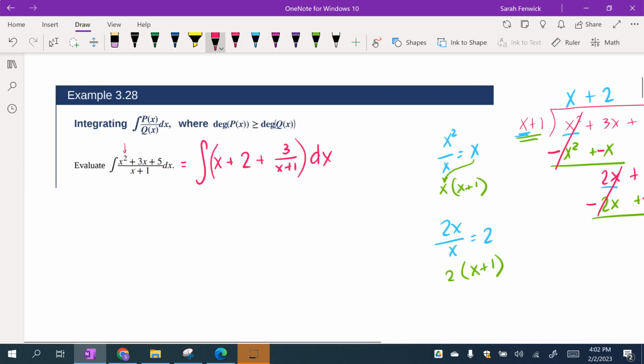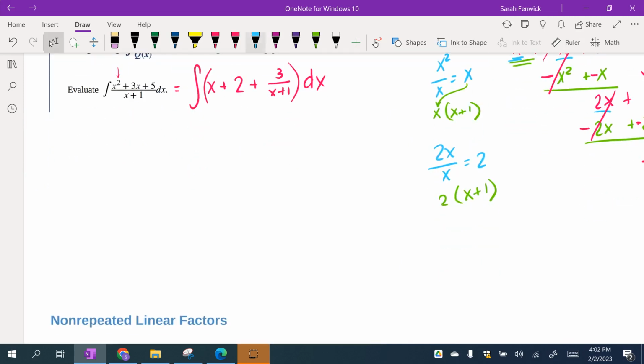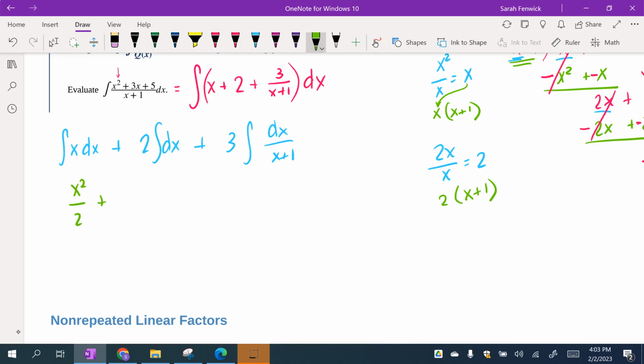And now we actually have a problem that's pretty simple, because if I break this up using the sum and difference, then I have the integral of x dx plus 2 integral dx plus 3 integral of dx over x plus 1. Well, x dx is just x squared over 2. 2 integral dx just gives me 2x. Here, u is x plus 1, du is dx. So we have 3 ln of x plus 1 plus c. And that's it for that one. That's not bad at all.